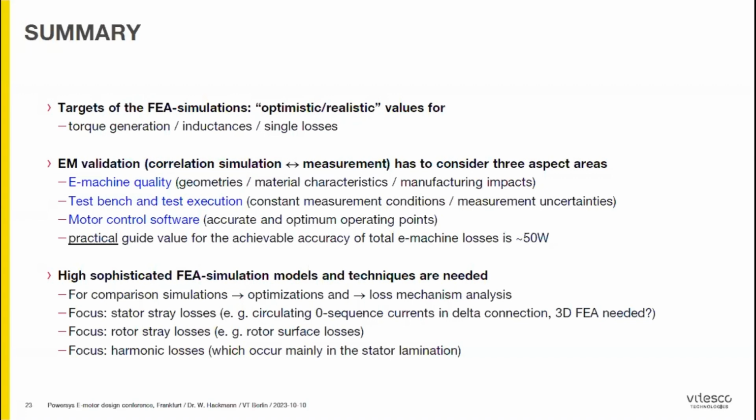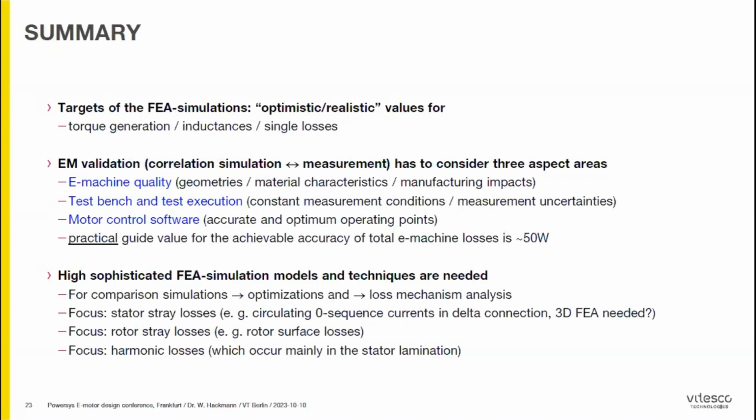From my point of view, what is needed, what I was wishing, and I told this already to Mr. Cebulski, the topics: what I saw, we need to focus on stator stray losses. And here, for example, the circulating zero sequence losses in delta connection. Here we saw that with 2D simulations, we are far away from reality. So my feeling is that we can simulate these circulating zero sequence losses only in 3D. So this has to be proven, I don't know. But I know that with 2D this does not work.